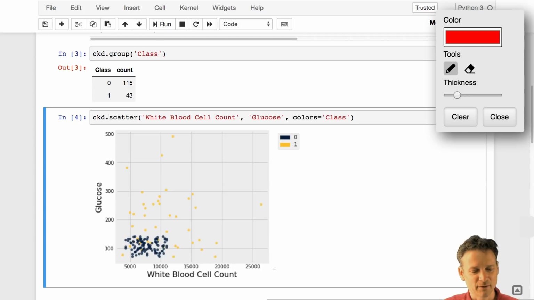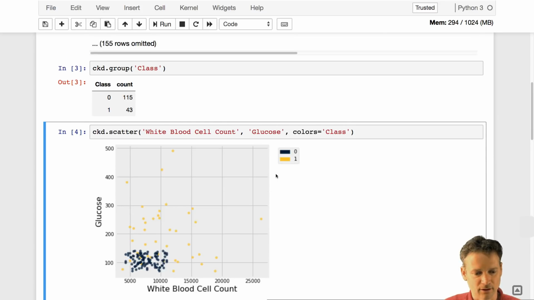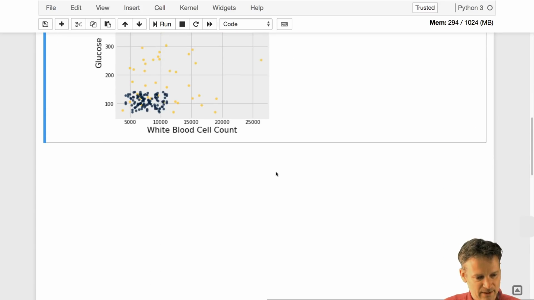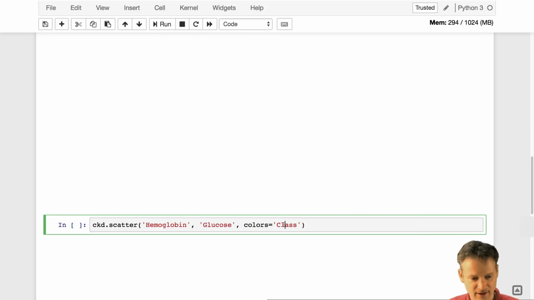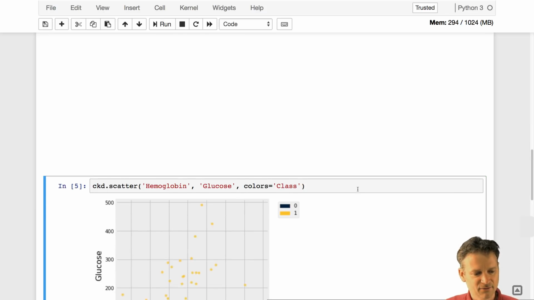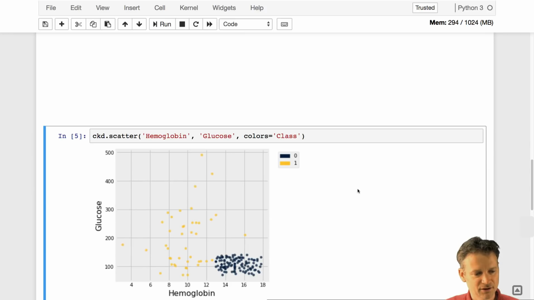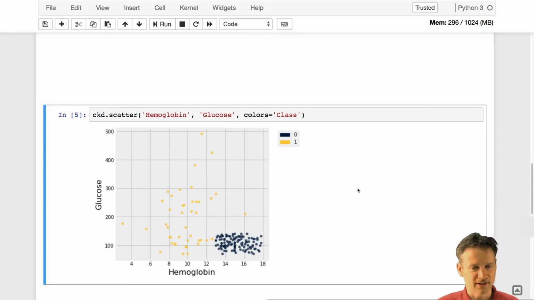So I started by looking at some of the other attributes. I was wondering if there was a better combination that would allow even more accurate diagnosis, and I wanted to show you another one. Okay. So let's take a look. And here I made a scatter plot of a different set of results, this time hemoglobin level and glucose level.